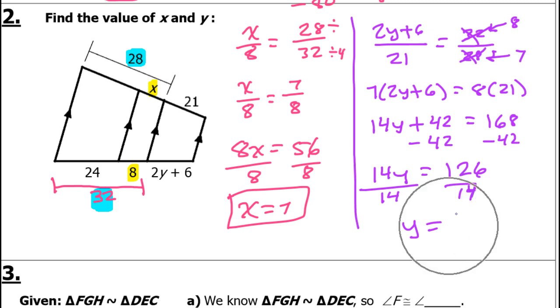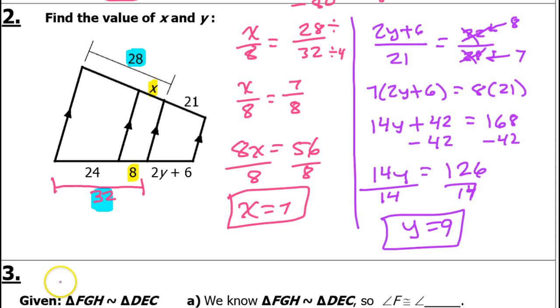9. 9. All right, any questions on number 2?